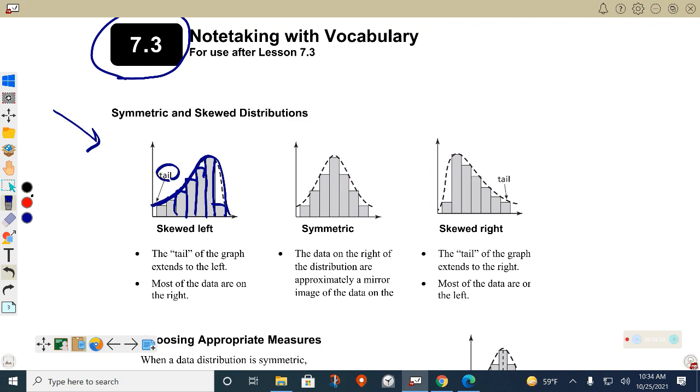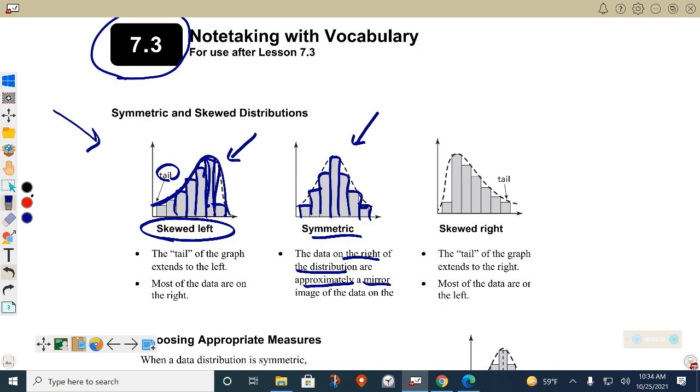A histogram where most of the bars and most of the data is on the right side, we call a histogram that's skewed to the left. The data is skewed to the left. As opposed to right here, notice how you have the biggest bar in the middle, and the left and right sides are roughly mirror images of each other. We call that symmetric data. So the data on the right of the distribution is approximately a mirror image of the data on the left.